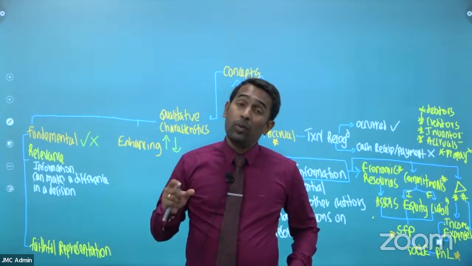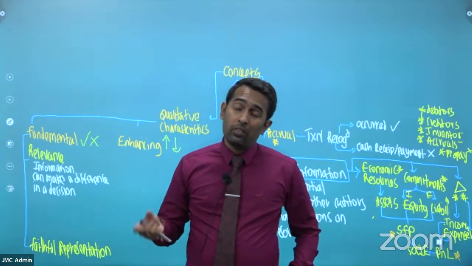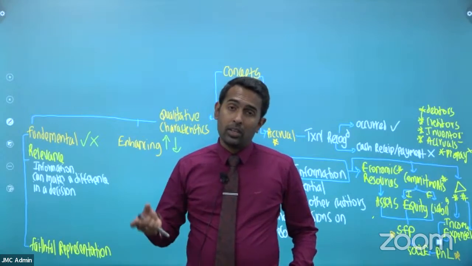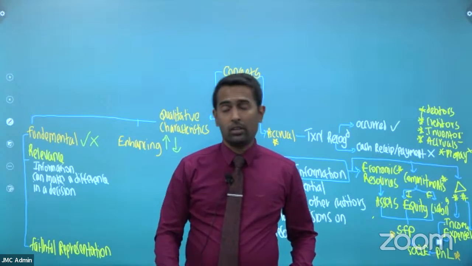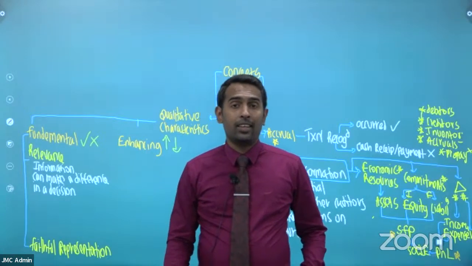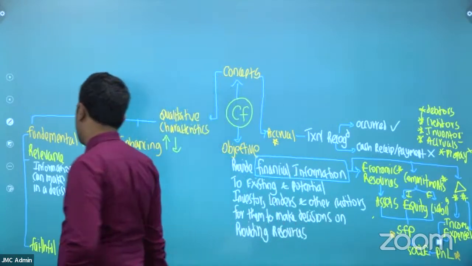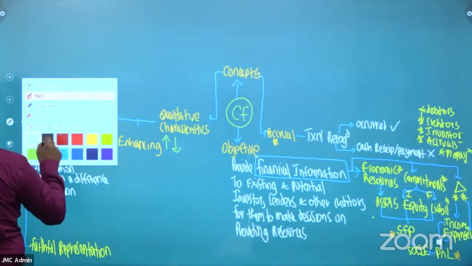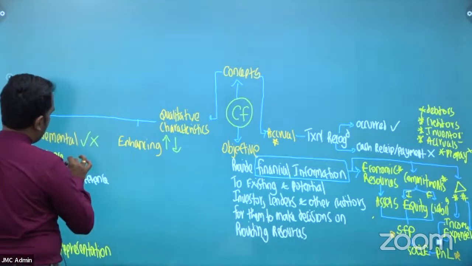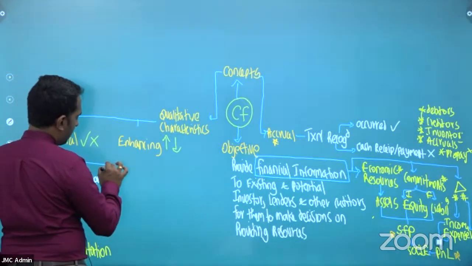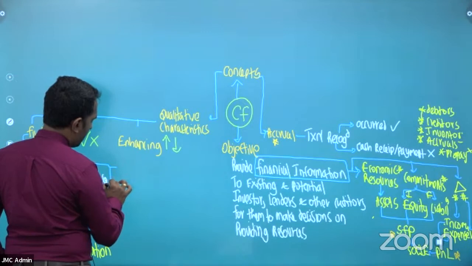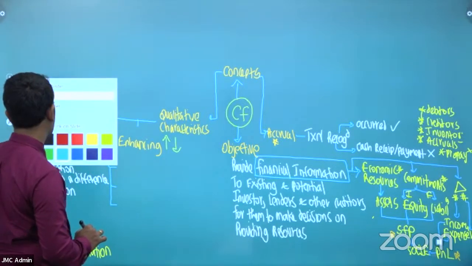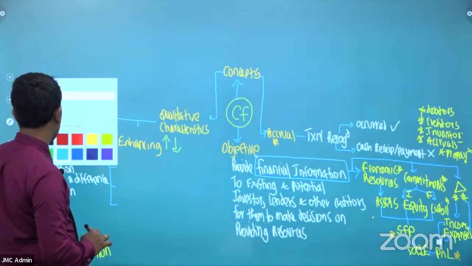So if an information has the ability to change a decision, if an information is powerful enough to change a decision, we say that information is relevant. Okay, right. In order to be relevant, there are basically three subcomponents in the relevance concept.